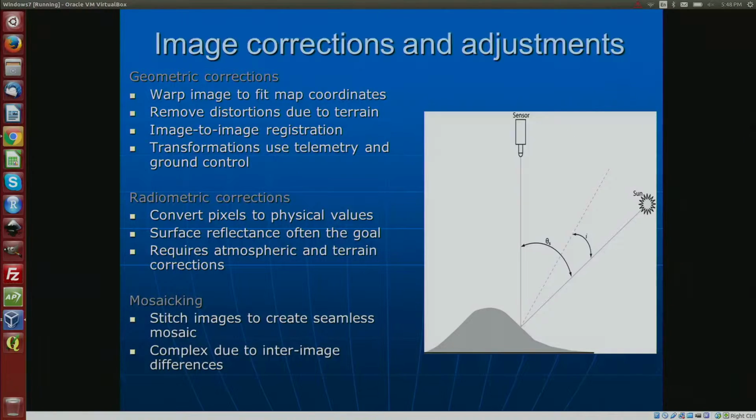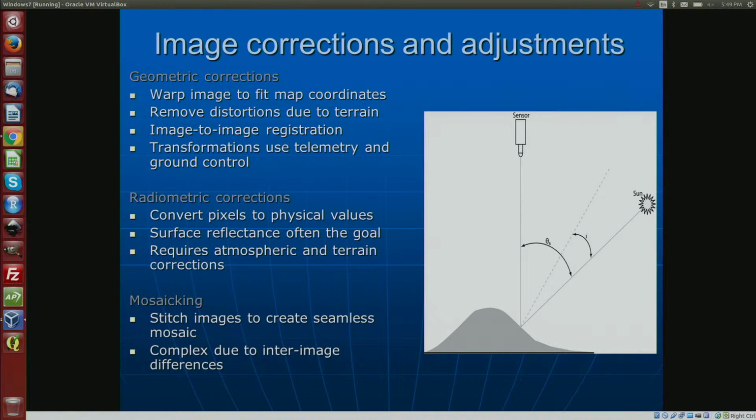As far as image corrections and adjustments, it's mostly geometric and radiometric corrections. With the geometric corrections, what we're trying to do is warp an image so it does fit a map, basically. So it fits a map base. So it is spatially explicit. And to do that, we need to remove the distortions from the terrain.